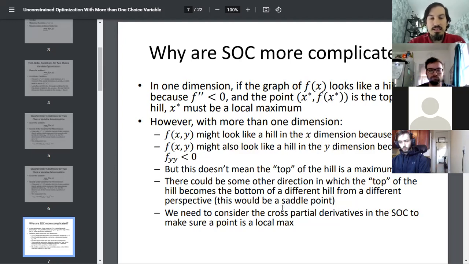A saddle point is a point where the first derivatives are all 0. In any direction you look, the first derivatives are 0. But the second derivatives change in interesting ways. In fact, they flip the sign. Sometimes they're negative, sometimes they're positive. And therefore, the point isn't really a maximum. There could be some other point that's a better maximum. Or simply, it's not a maximum.